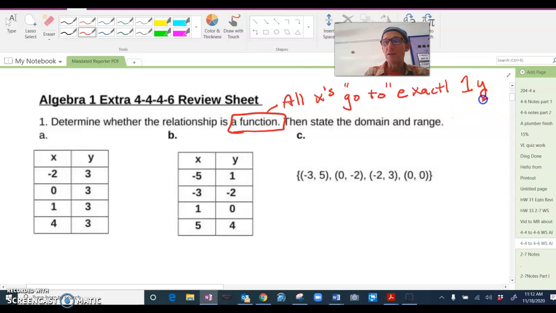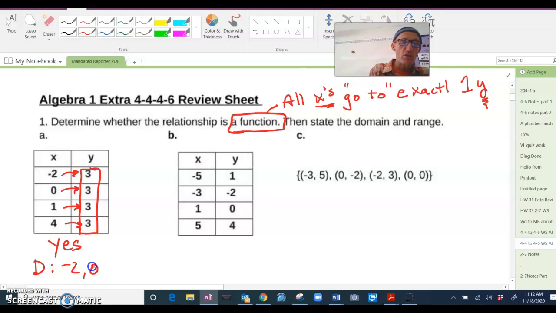Now, the y's can be the same, but the x's have to be all different. So like in problem 1, since all the x's go to exactly one y, and the y just happens to be the same, that's okay. This relation is still a function. So this is yes, and the domain is -2, 0, 1, and 4, and the range is 3. That's the only number. We only list it once.